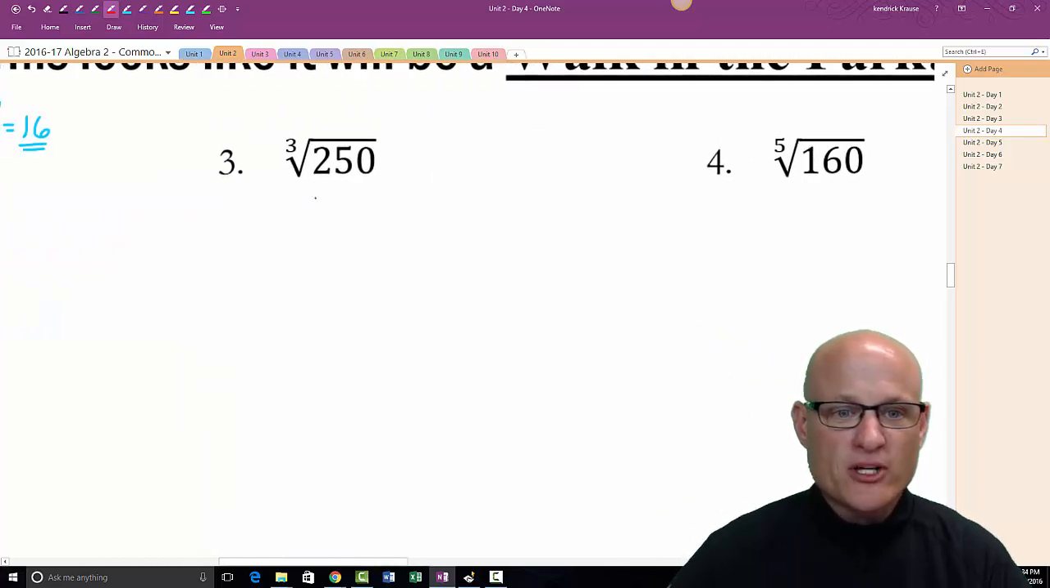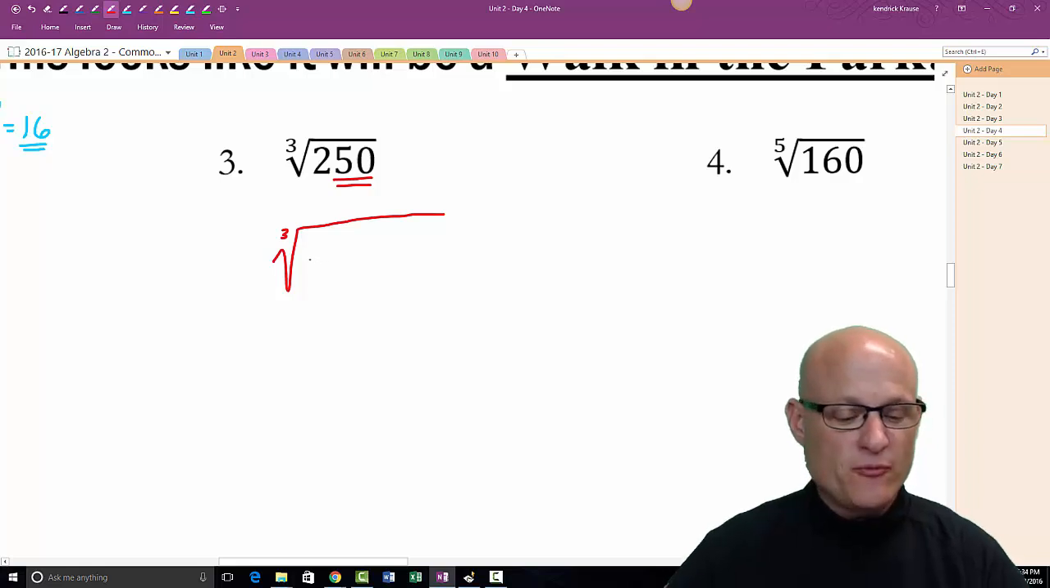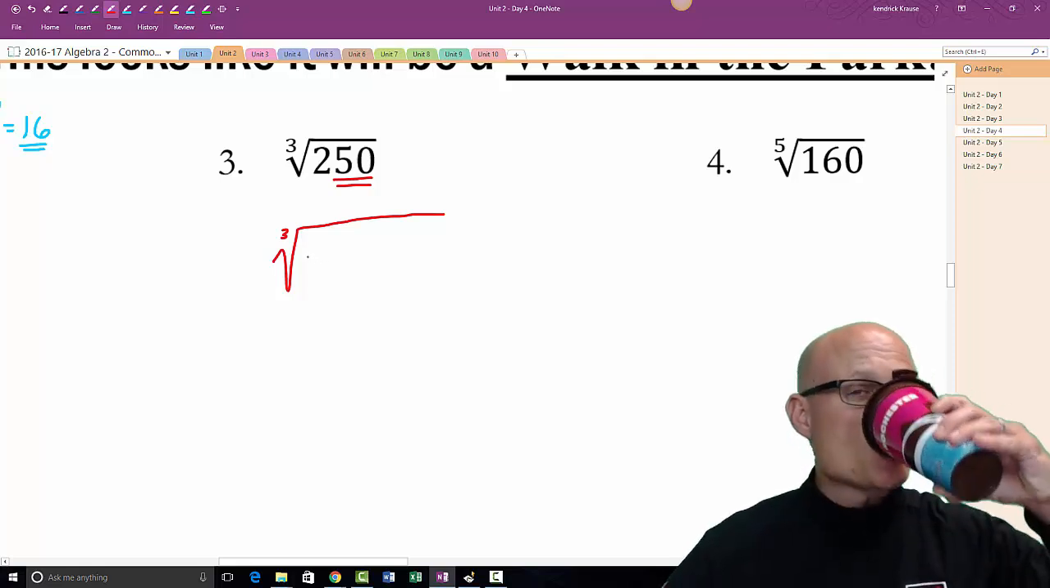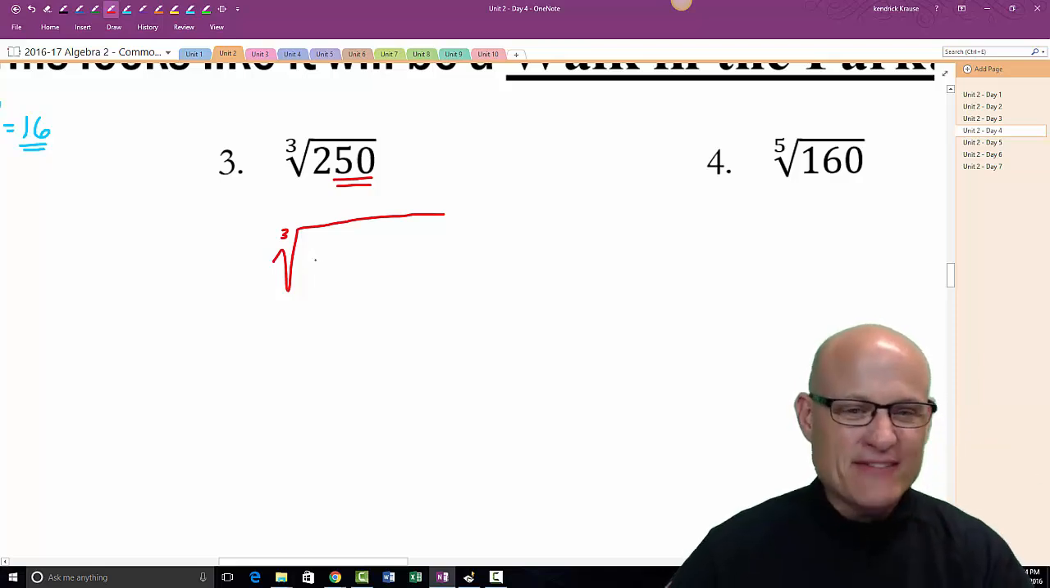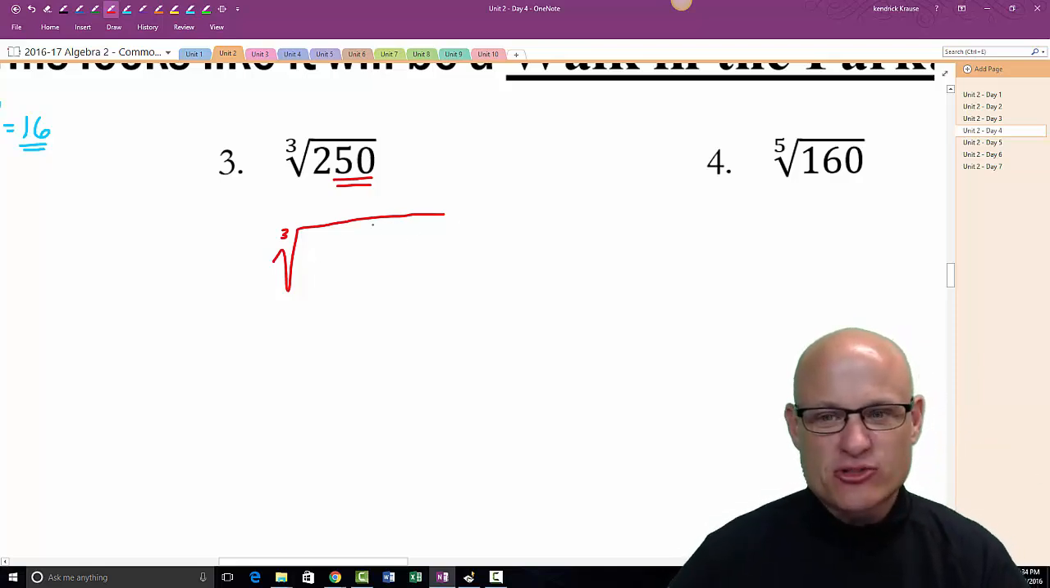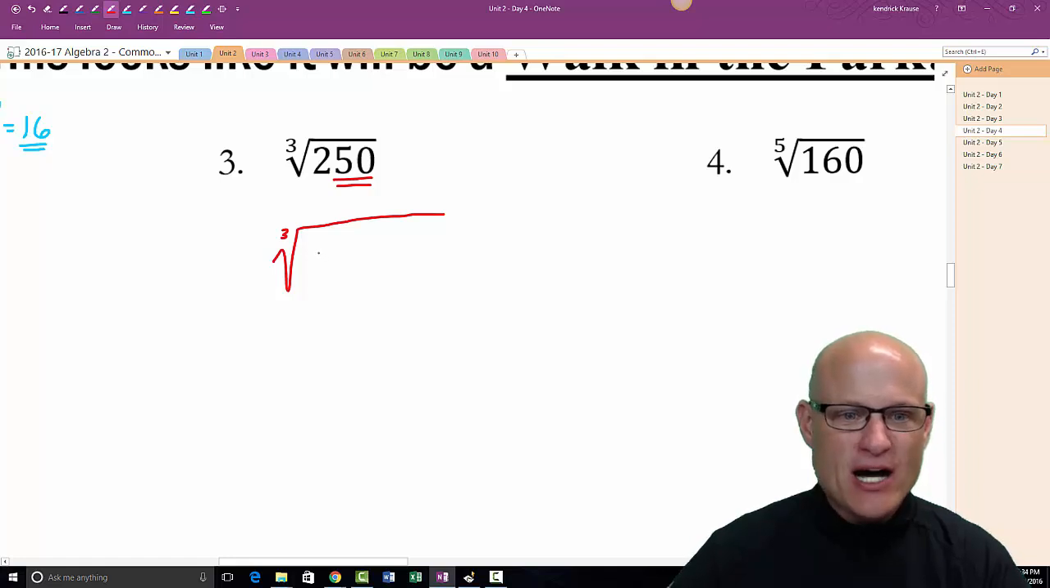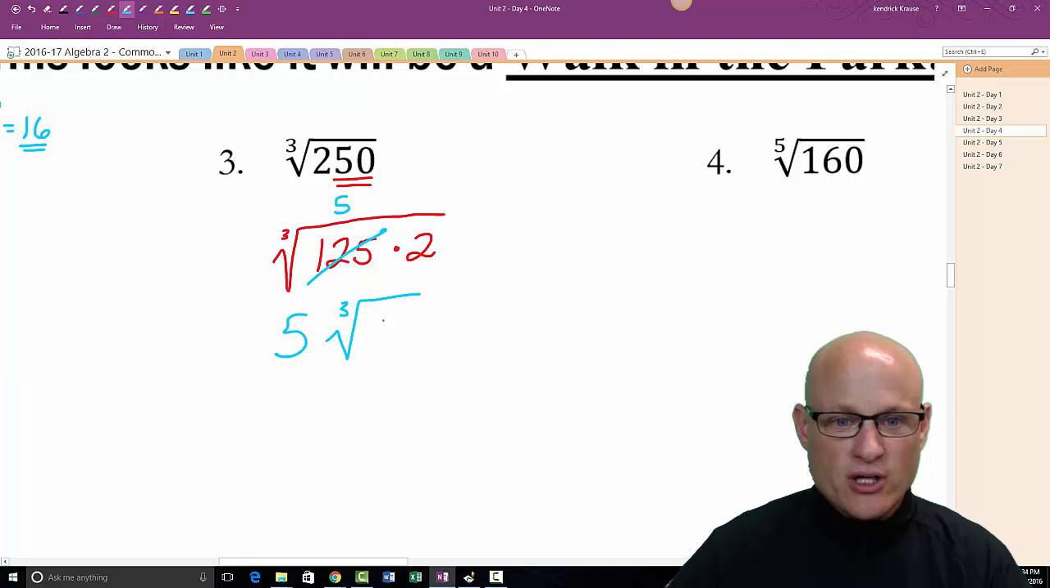Now I'm looking for a perfect cube that goes into something that ends in 50. I'm thinking 5s and 25s and all that stuff. And the perfect cube that goes into 250 is... Did I give you enough time to think about it on your own? These are some things you should be thinking on your own. How about 125? 125 times 2. What is the cube root of 125? It is 5. So my answer is 5 cube roots of 2.